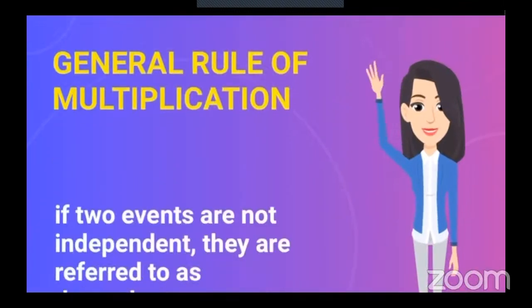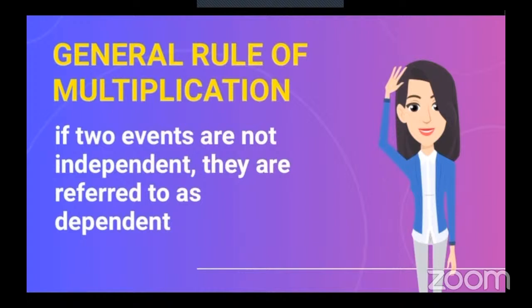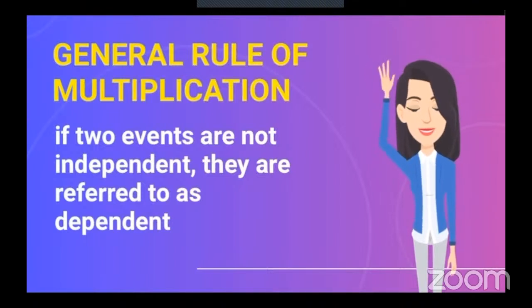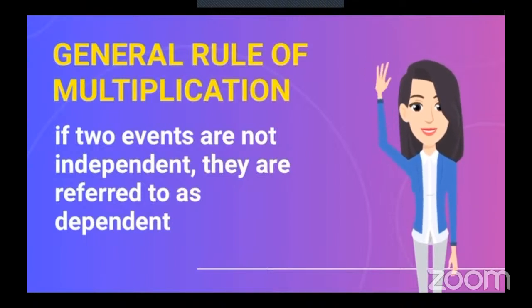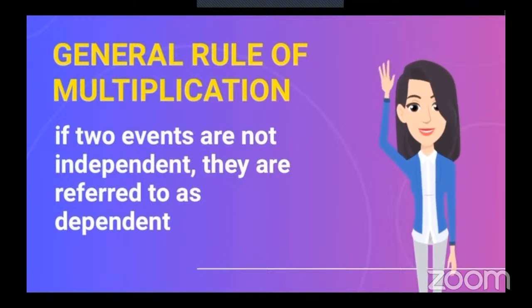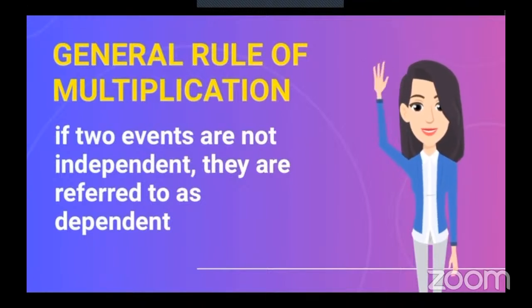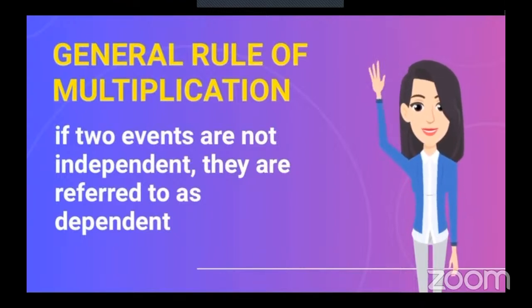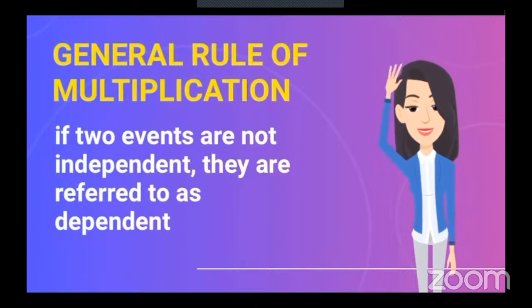We move to the general rule of multiplication. If two events are not independent, they are referred to as dependent. We use the general rule of multiplication to find the joint probability of two events when the events are not independent. For example, when event B occurs after event A occurs, and A has an effect on the likelihood that event B occurs, then A and B are not independent.